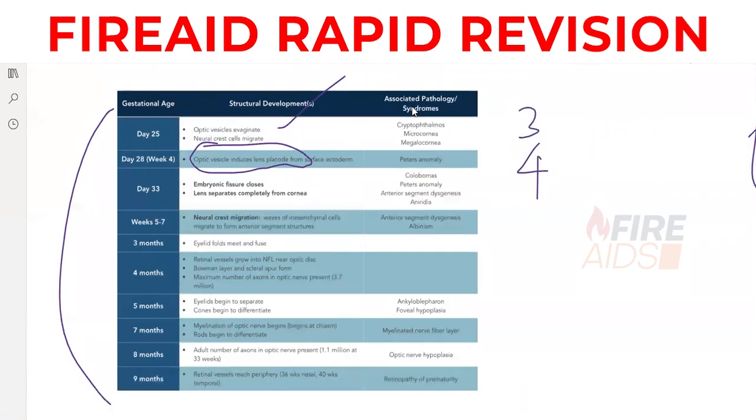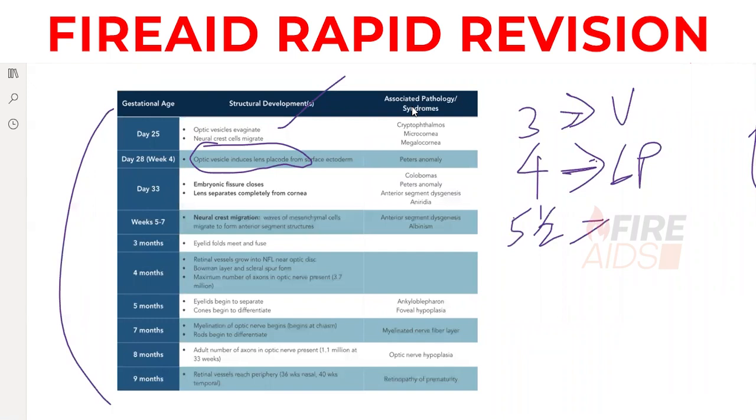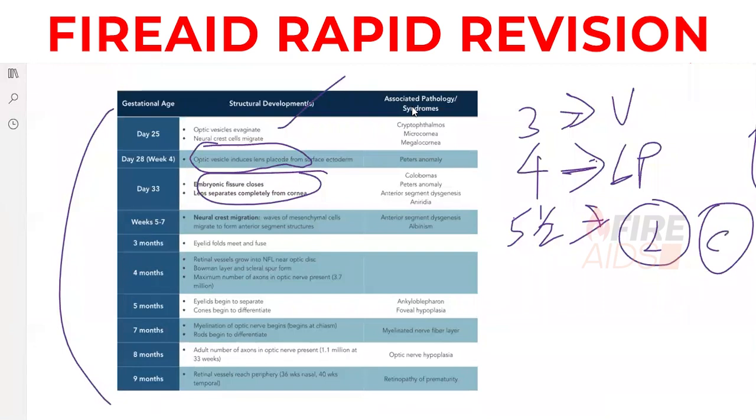So week 3, you are going to remember vesicle. Week 4, you are going to remember lens placode. Week 5 to 6, something around day 30 to 33. So around week 5.5, you must remember the lens separates completely from the cornea. So the lens is separate now, the cornea is separate. So the lens and cornea are separated at 5.5 weeks.